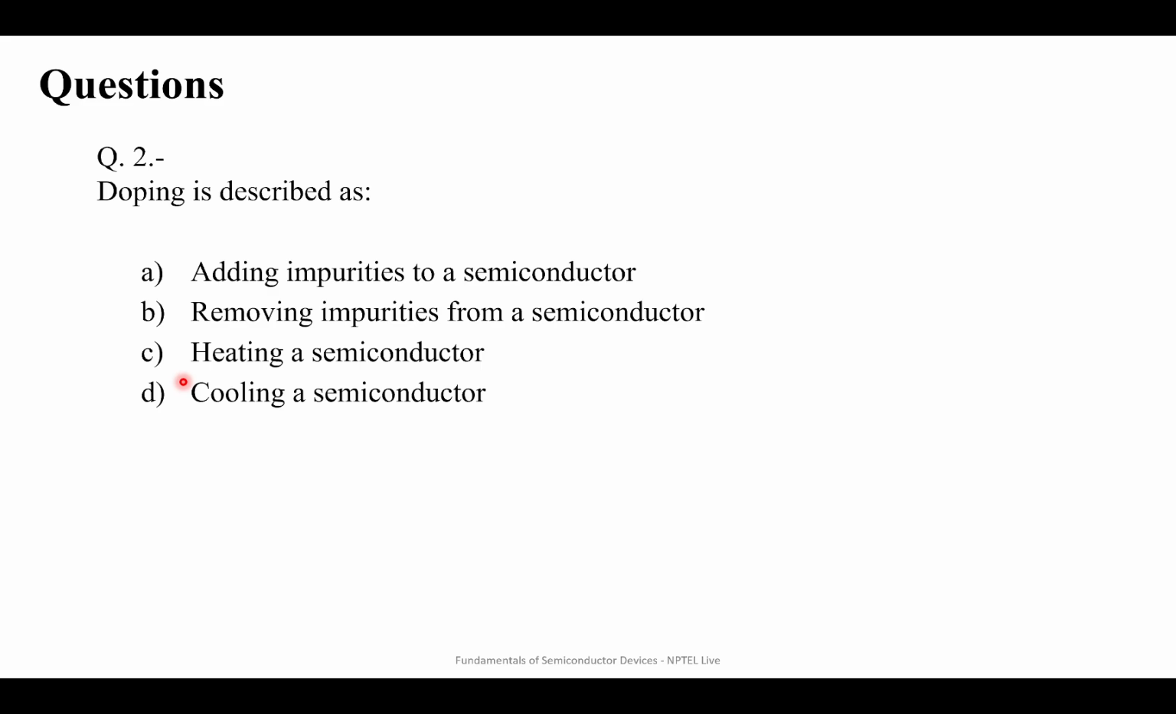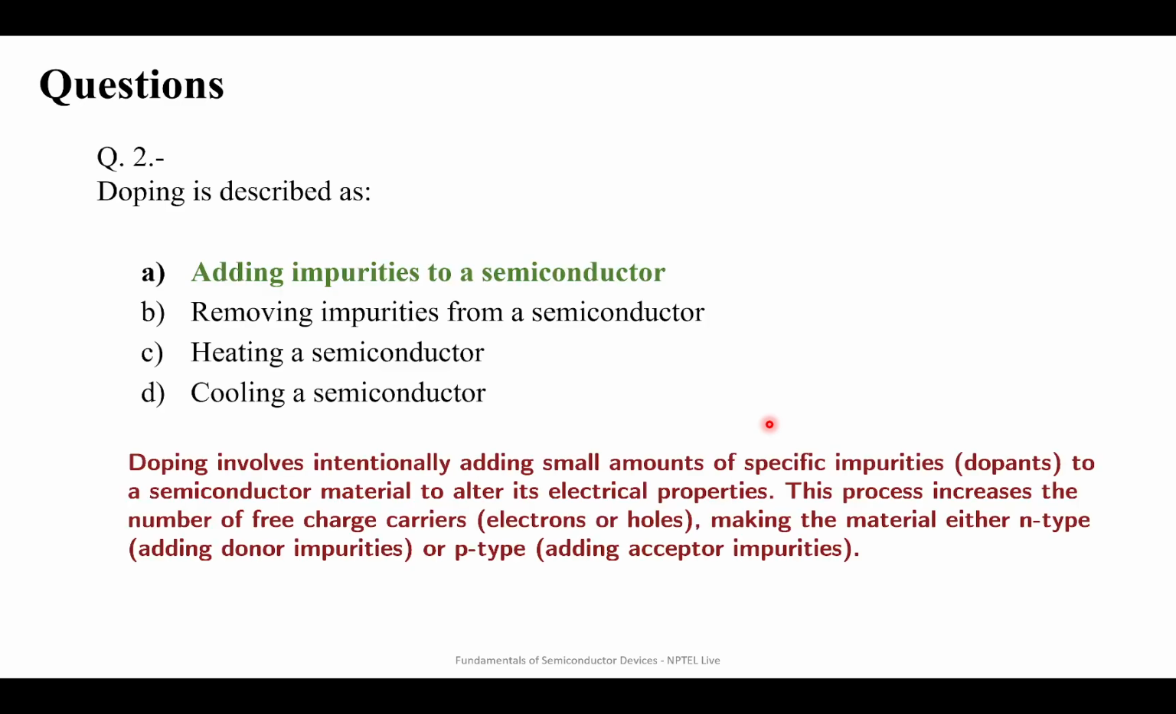One of the methods is doping. Doping is described as: adding impurities to a semiconductor, removing impurities from a semiconductor, heating a semiconductor, or cooling a semiconductor. Which of these is doping? Yes, the correct answer would be adding impurities to a semiconductor.